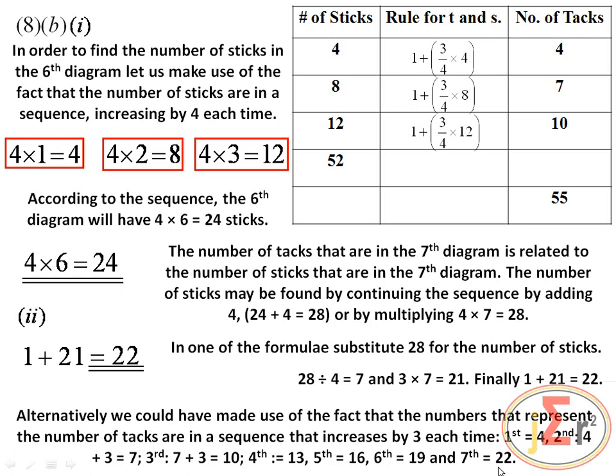And if we continue the sequence, we realize that we will actually get the number of tacks in the 7th diagram, which is equal to 22.